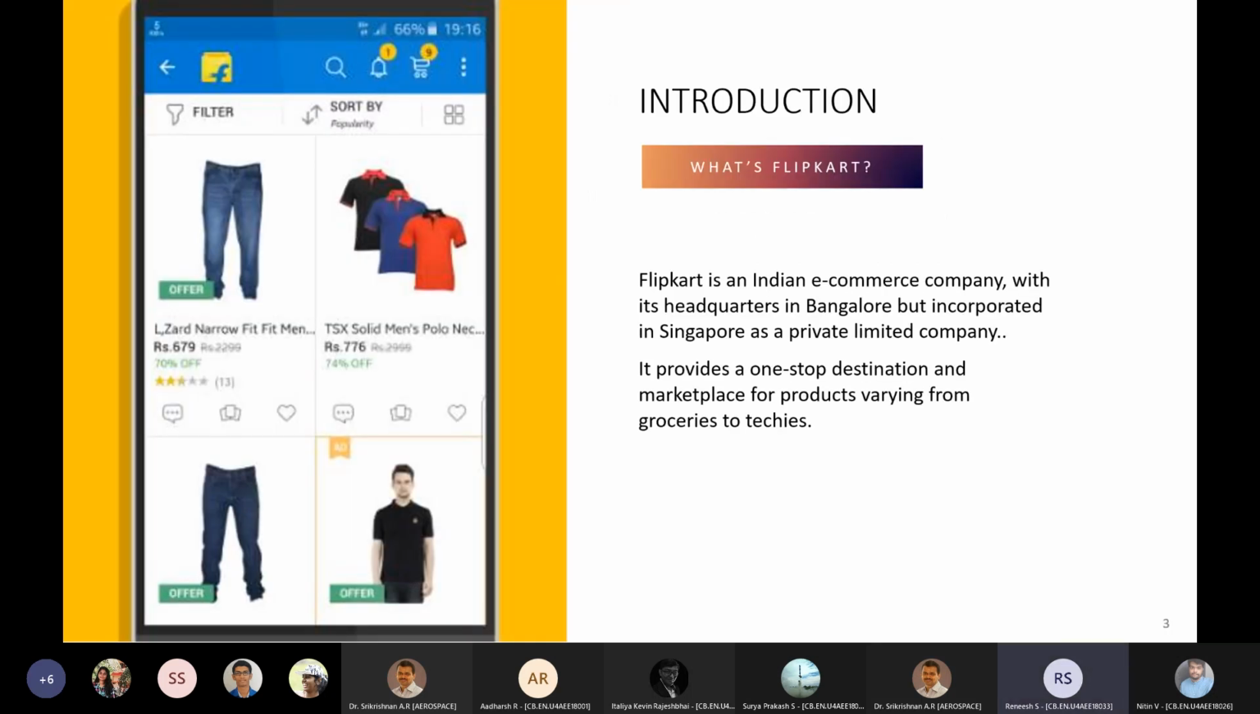So Flipkart is an Indian e-commerce company which has its headquarters at Bangalore and is incorporated in Singapore as a private limited company. Flipkart provides a one-stop destination through its website as a marketplace for products varying from groceries to tech products. It involves everything from groceries, tech products, dresses, cosmetics, etc. Next slide.